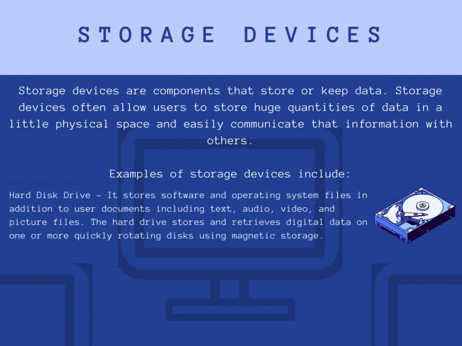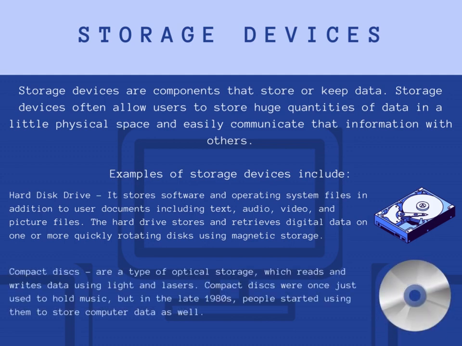It stores software and operating system files in addition to user documents including text, audio, video, and picture files. The hard drive stores and retrieves digital data on one or more quickly rotating disks using magnetic storage. Compact discs are a type of optical storage which reads and writes data using light and lasers. Compact discs were once just used to hold music, but in the late 1980s, people started using them to store computer data as well.